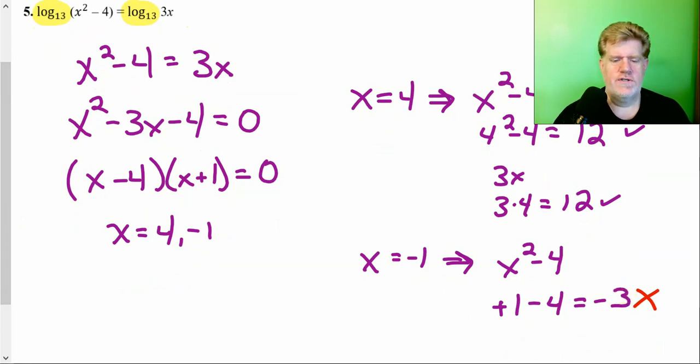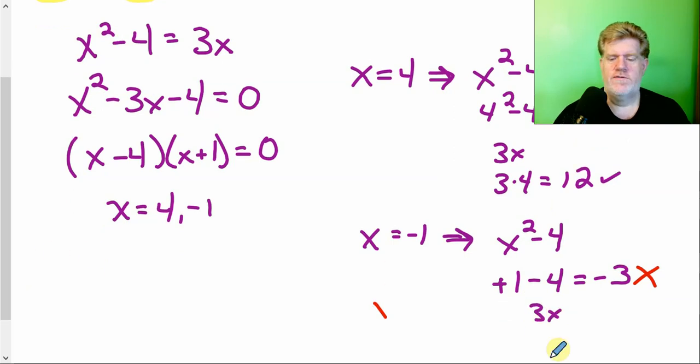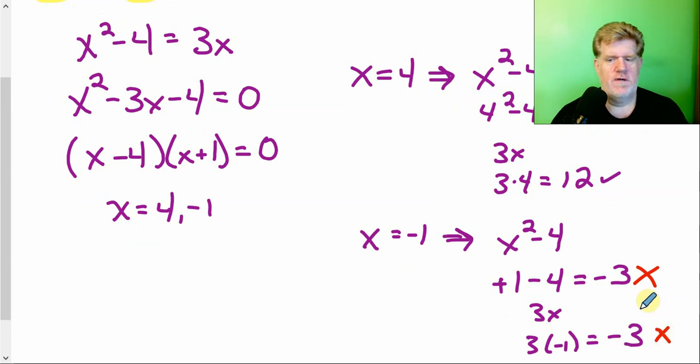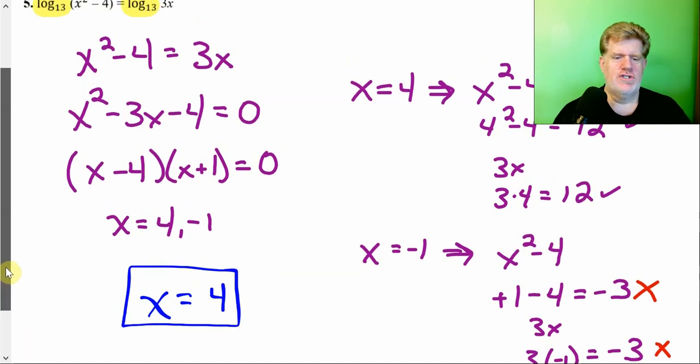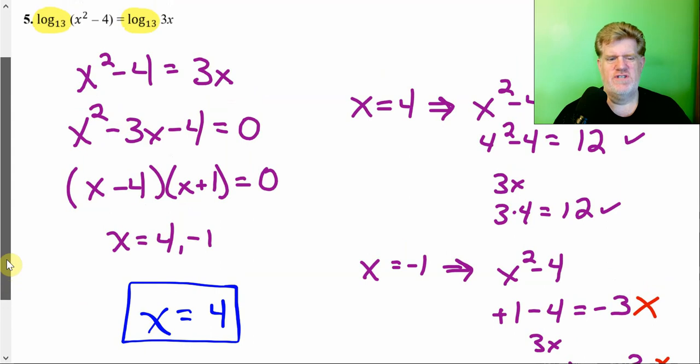I could check the other one too, but it would be a little bit redundant, but you might as well since we're here. If I try 3x, what's 3 times negative 1? Negative 3. See, they still equal each other, but they're negative, and you cannot take the log of a negative number. So our answer in this case is just going to be 4. It's the only answer that works. So just be careful of checking the answers to make sure they work.